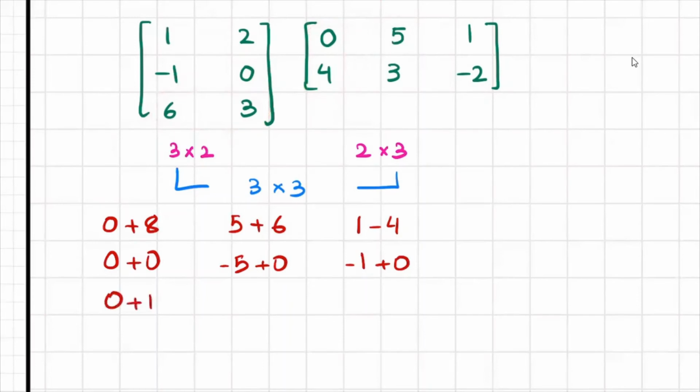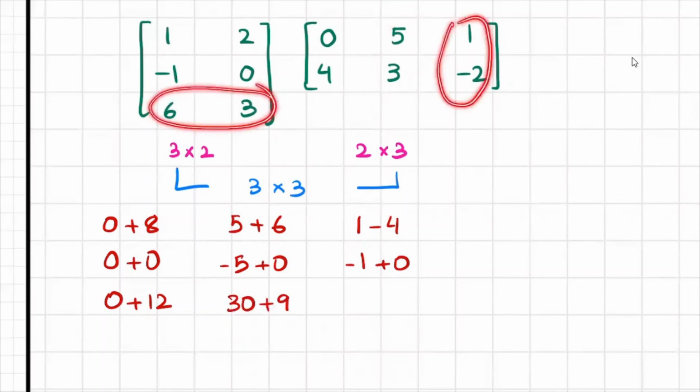4 times 3 is 12. This and the third one. So we have the second one: 6 times 5 is 30, 3 times 3 is 9. All right, 6 and 3, 1 and minus 2. So 6 times 1 is 6, and 3 times minus 2 is minus 6.